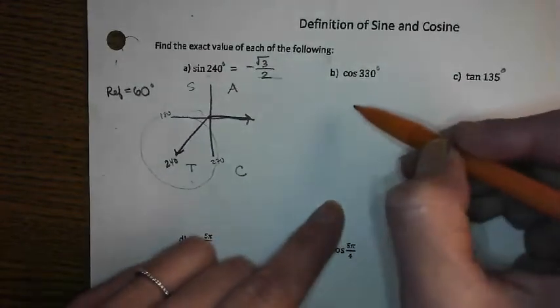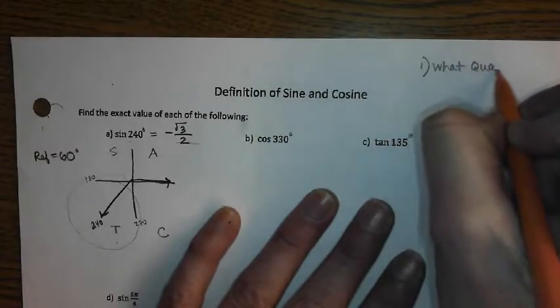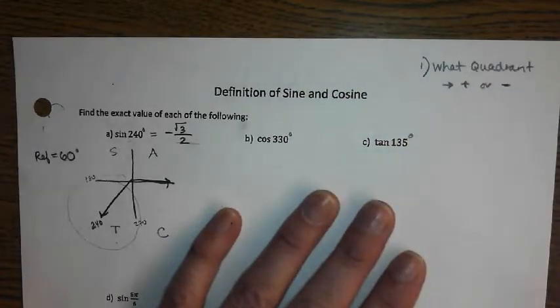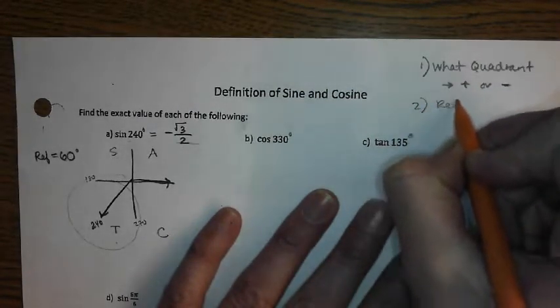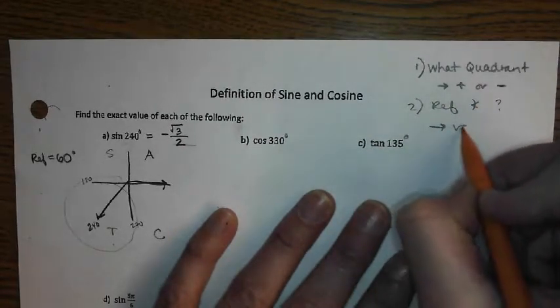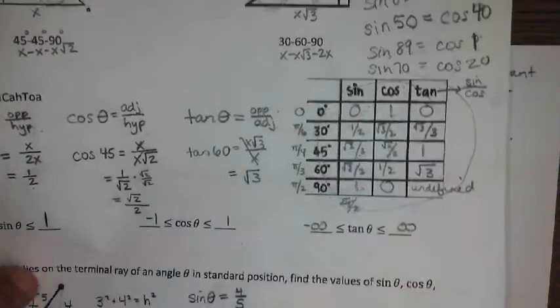Cosine of 330. So let's put steps here. So what quadrant, which is going to allow you to decide positive or negative, followed by reference angle, which is going to allow you to find the value. Because everything we do will have a reference angle of either 0, 30, 45, 60, or 90. You would never have to do this if that wasn't your reference angle. If your reference angle doesn't boil down to one of these, you won't have to do it.